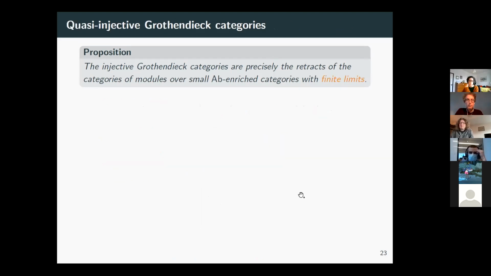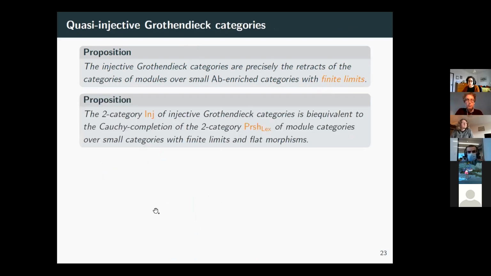Very good, but okay, this is the result we had: retracts of preshift categories of categories with finite limits. So then what this tells us is actually that the two category of injective Grothendieck categories with the flat morphisms is biequivalent to the Cauchy completion of the two category of preshift categories of module categories over small categories with finite limits and flat morphisms. This is just this, thinking the fact that if you take the Cauchy completion of that, you're adding all the retracts, which are precisely this. Very good.